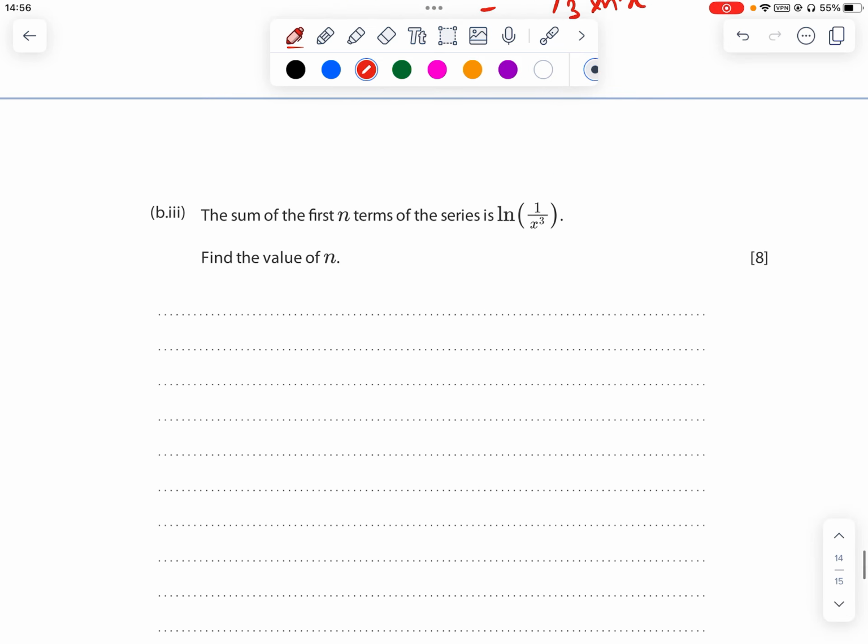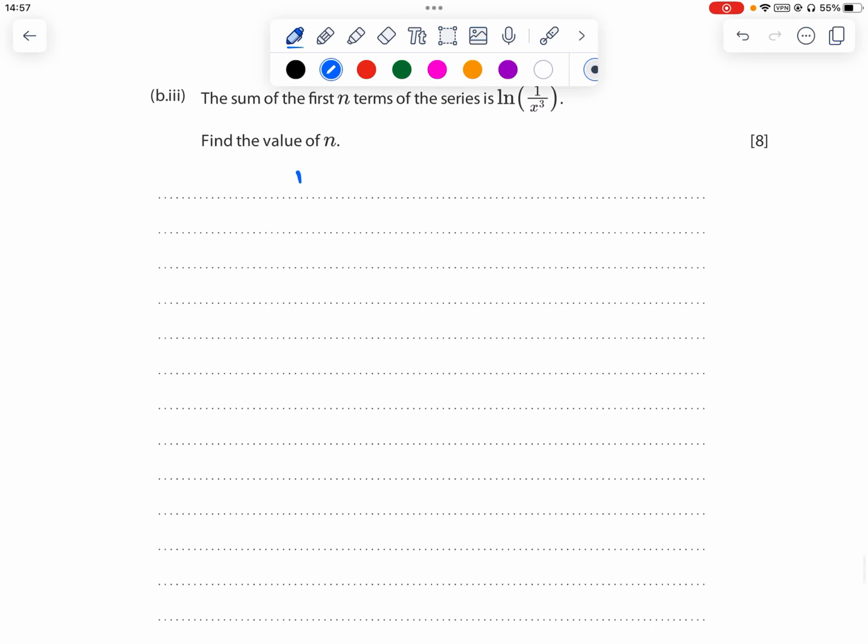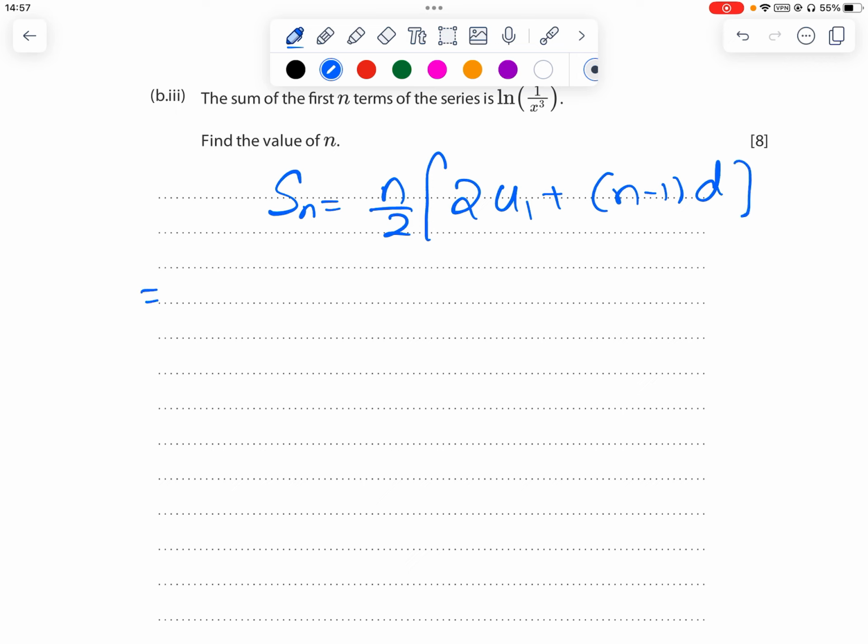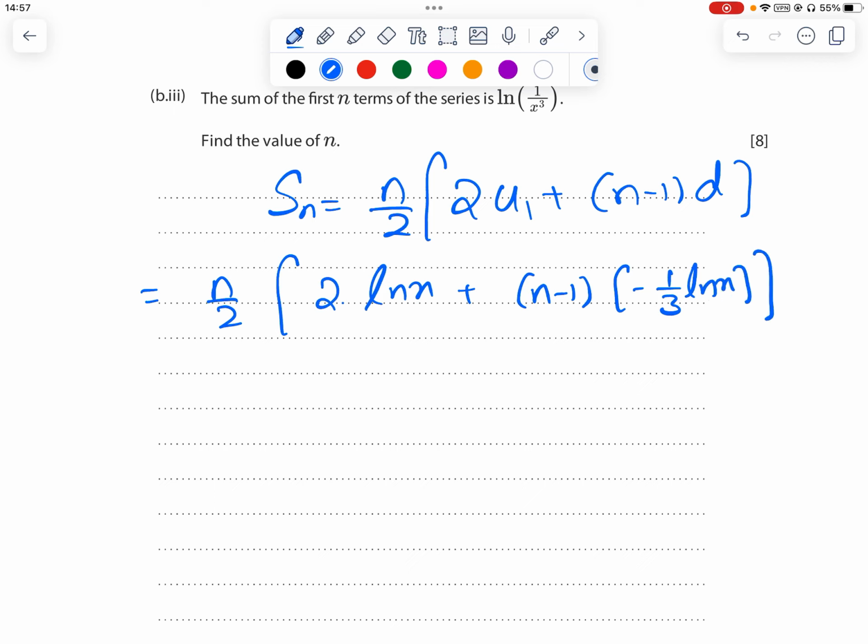And lastly, the sum of the first n terms is given by. The formula for the first n terms we know: Sn equals n upon 2 times 2u1 plus n minus 1 times d. So n upon 2 times 2u1, where u1 is ln x, plus n minus 1 times d. Common difference is minus 1 upon 3 ln x. So we can take ln x common. So n ln x upon 2 times 2 minus n minus 1 upon 3.